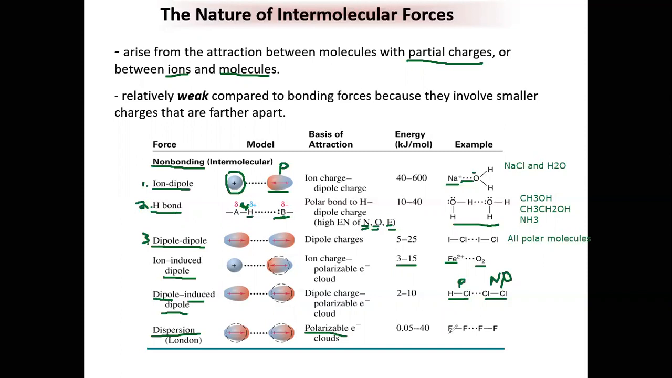So all nonpolar compounds have dispersion forces. If it's nonpolar, that's the main intermolecular force, is dispersion. When you have polar compounds, the main intermolecular force is dipole-dipole. Now notice I say main because you can have other intermolecular forces present, but those are the main intermolecular forces.